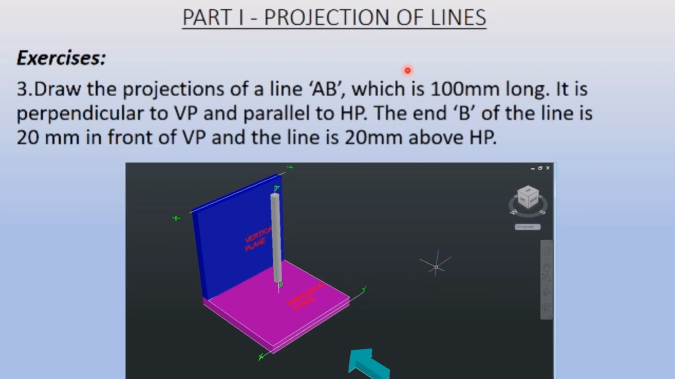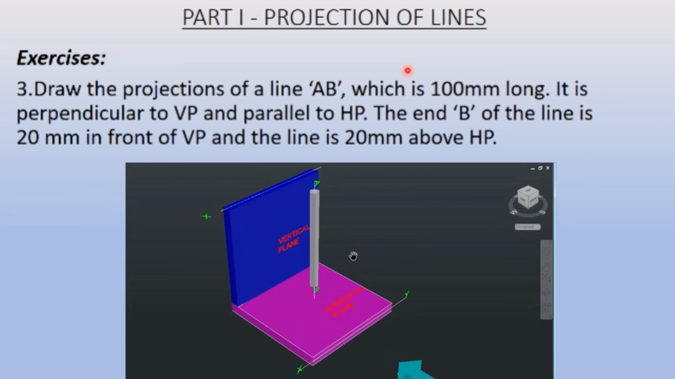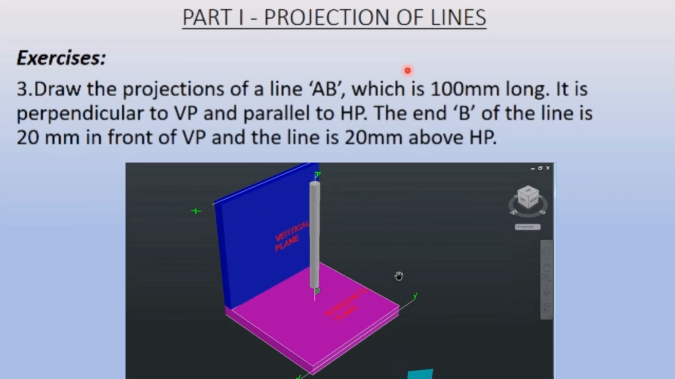Now this question is very similar to our previous question. The only difference here is that it is not perpendicular to the horizontal plane, but it is perpendicular to the vertical plane. So what do we mean by that? I will make this line AB perpendicular to the vertical plane first, then we will see the views.